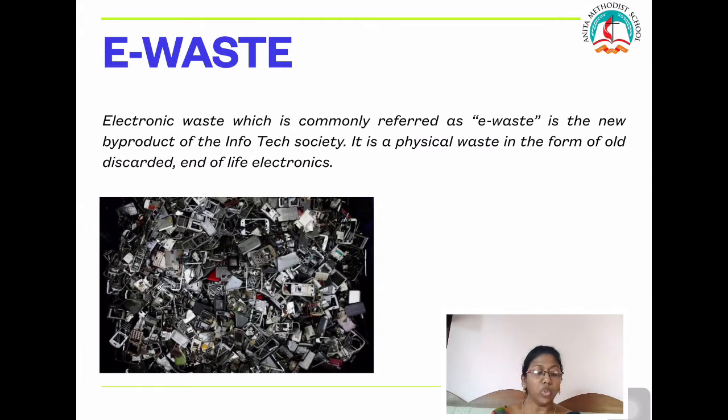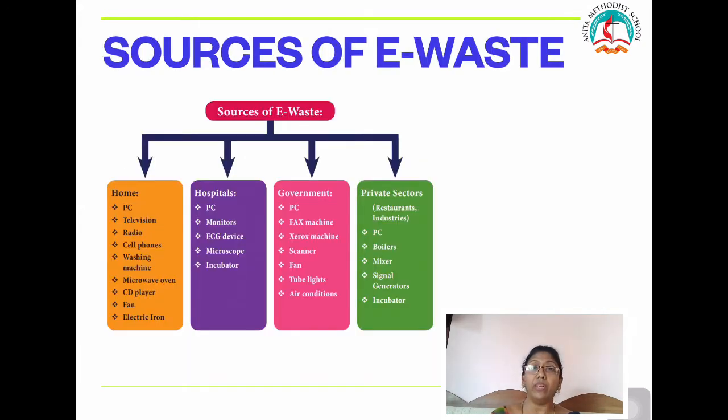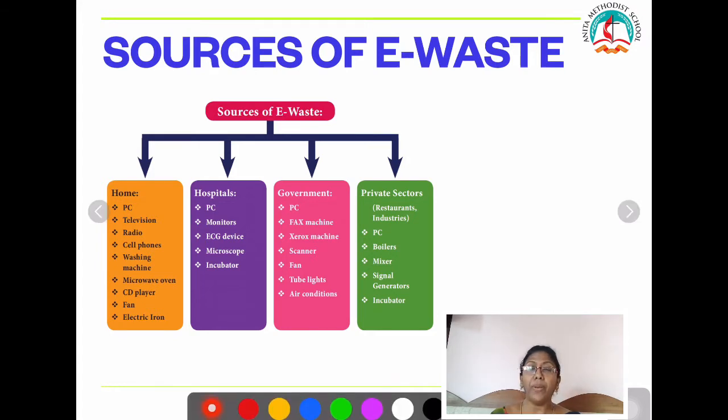Next we will see the sources of e-waste. The sources are the home, hospitals, government and the private sectors. From homes, what is the e-waste? PCs, televisions, radios, cell phones. You can say n number of articles are there. And in the same way from hospitals, PCs, monitors, ECG devices. From government, PCs, fax machines, Xerox machines, scanners.